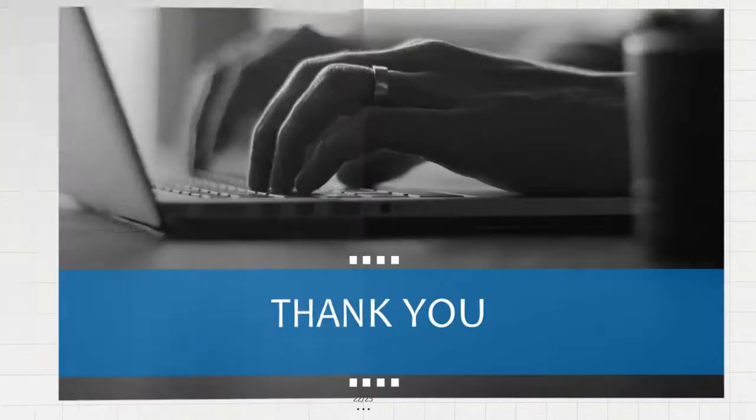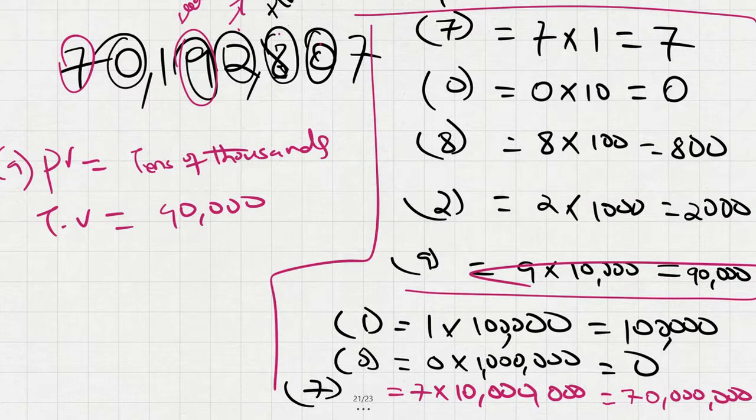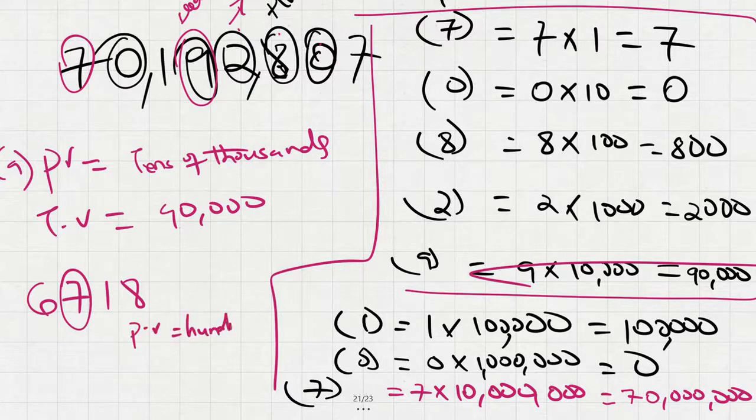I hope that you have understood the concept of place value and total value. You can find in a paper a number, let's say 6,718, and then you are asked, what is the place value of 7? The place value is hundreds. And then you are asked, what is the total value? The total value is 700. You just take the digit, which is 7, multiply by its place value, and you have the answer.